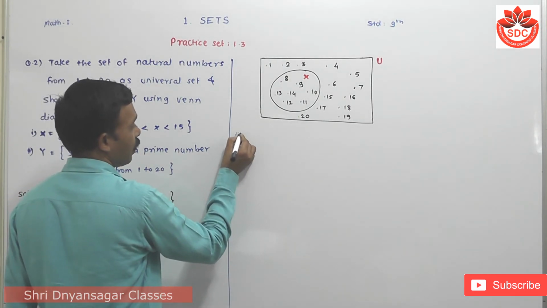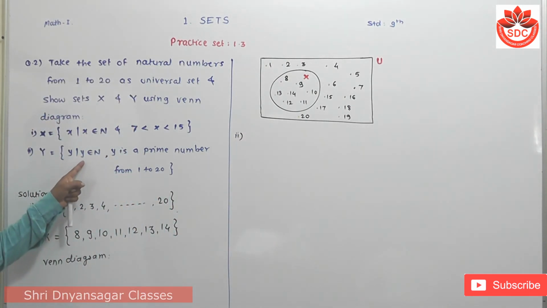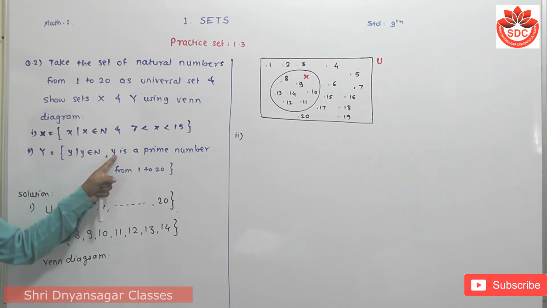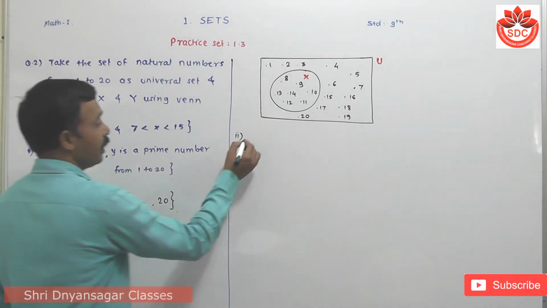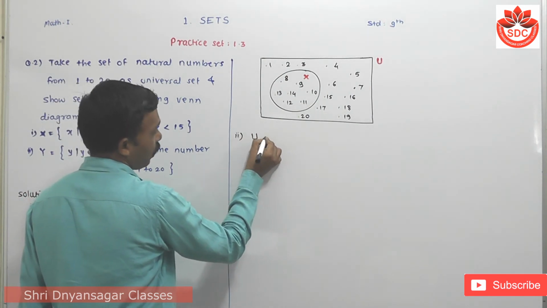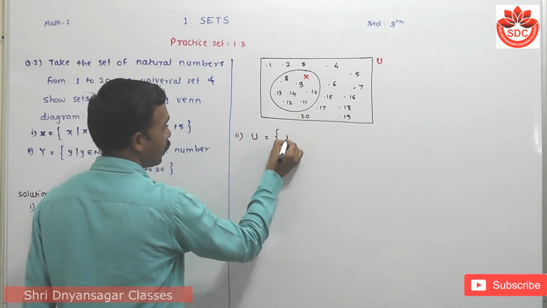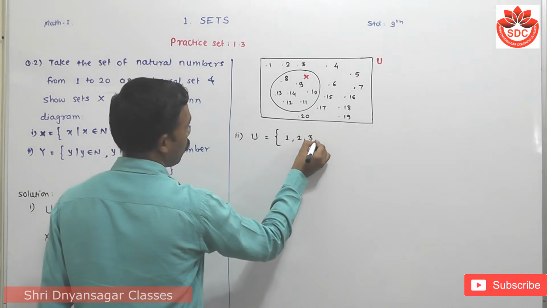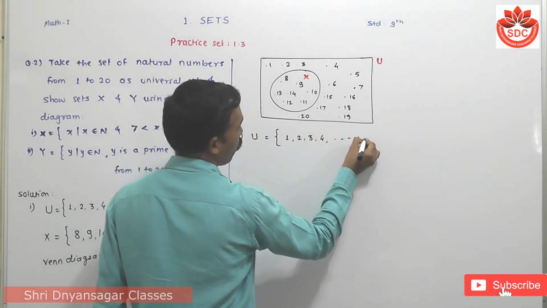The second one is Y, the set of Y such that Y belongs to N and Y is a prime number. For this case also, the universal set is the numbers up to how much? 20. So the universal set is 1, 2, 3, 4 up to 20.